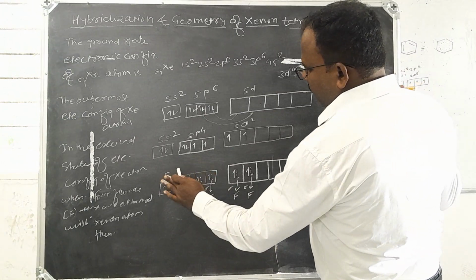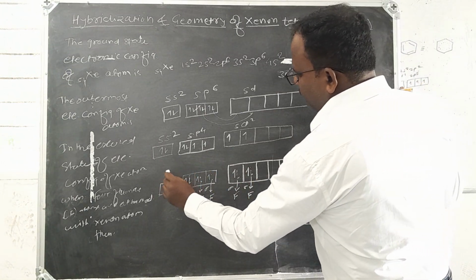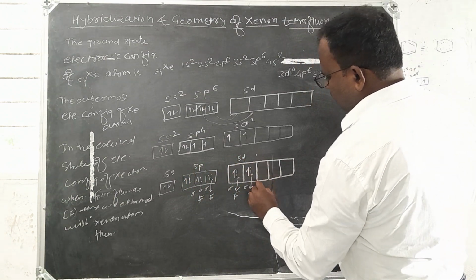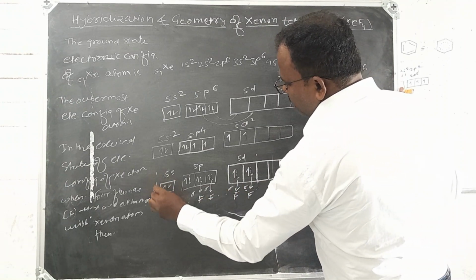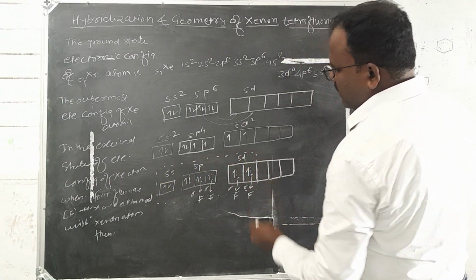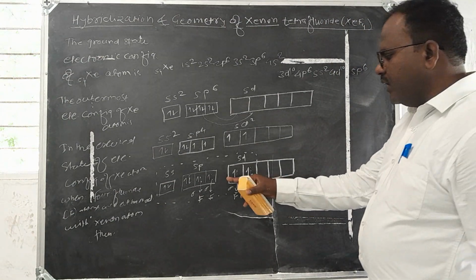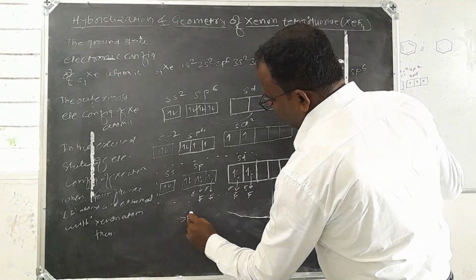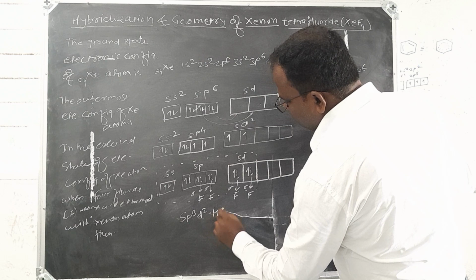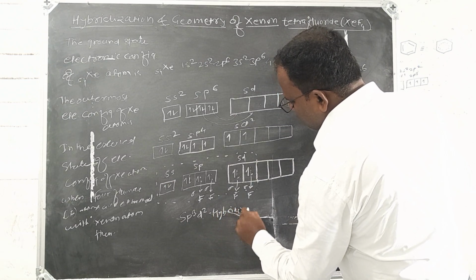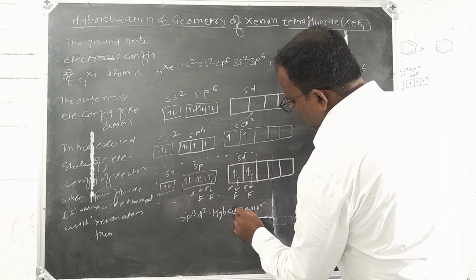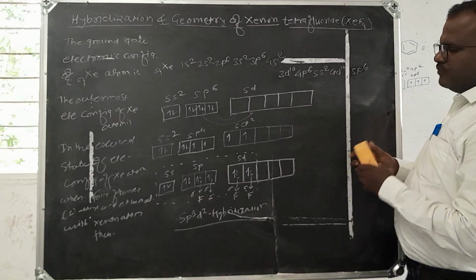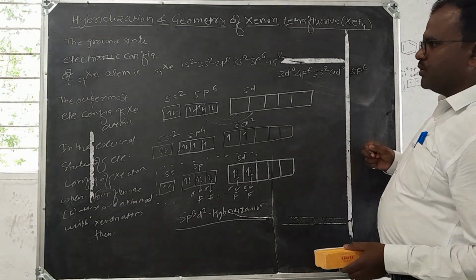Then this is the 5s, 5p, and 5d orbitals. In this case, the mixing and recasting of one s, three p, and two d orbitals gives sp3d2 hybridization. So this is the hybridization of xenon tetrafluoride.